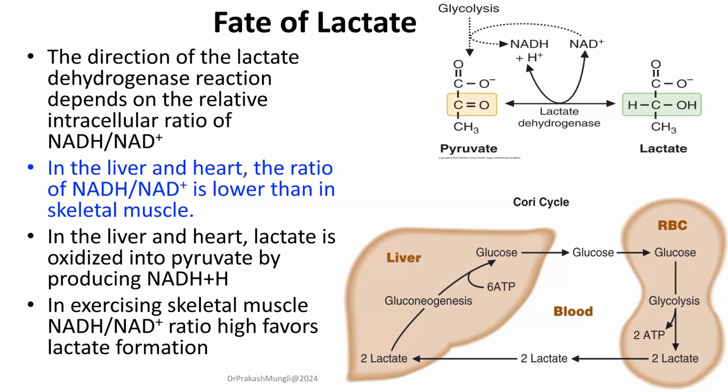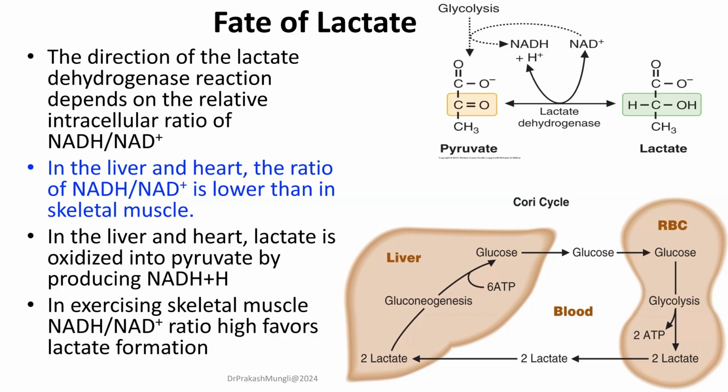As I was explaining briefly, this lactate will return back. Means the venous return from the anaerobic area, it will enter the venous blood and then it will go to the heart, and from there it will get into the arterial system and it will be supplied to the organs. So especially when it reaches the liver and heart, what happens? In the liver and heart, the ratio of NADH over NAD is lower than in the skeletal muscle.